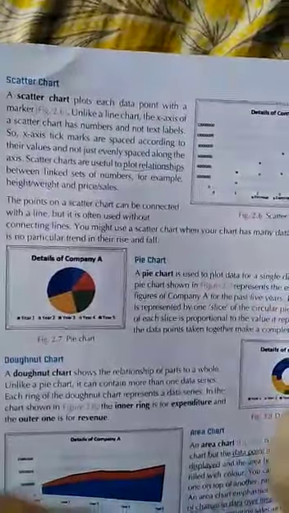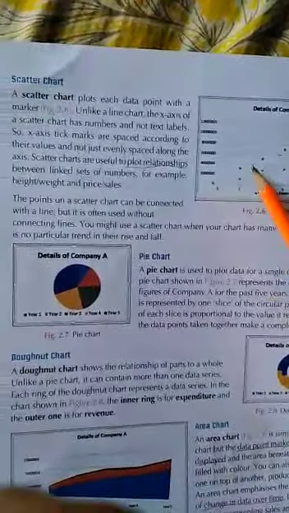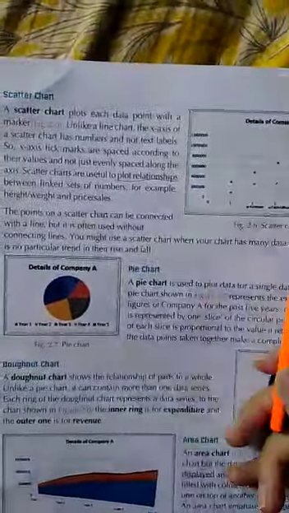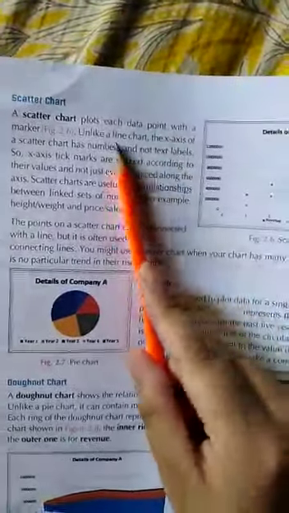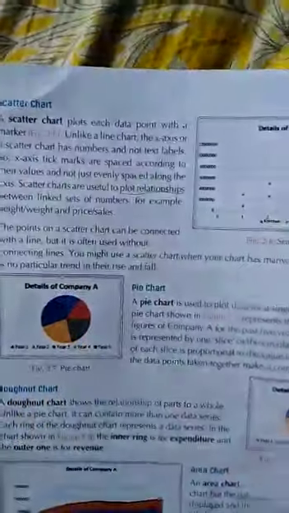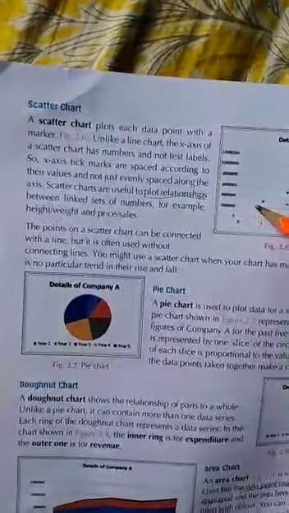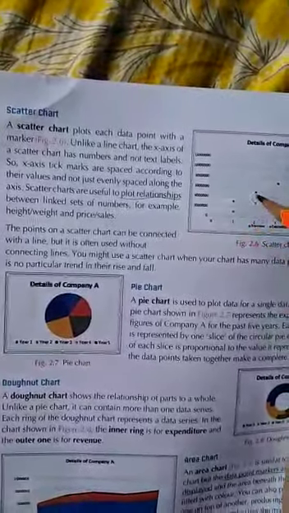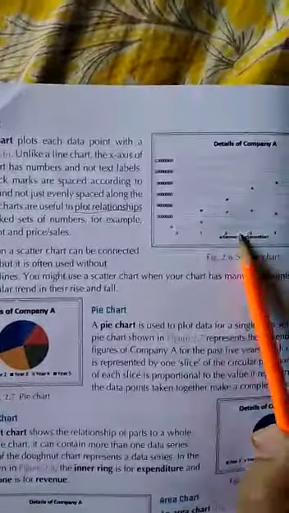Okay, the next category is the scatter chart. It is not like the line chart, but it almost depicts the data like the line chart. It uses numbers. See, unlike a line chart, the x-axis of the scatter chart has numbers, not text labels. See here, text labels are not given. So this scatter chart is used to plot the relationships between linked sets of numbers. For example, height and weight, price and sale, here it is revenue and expenditure.